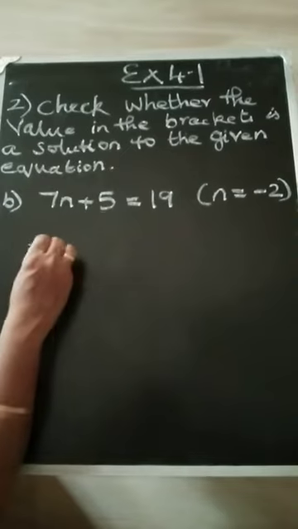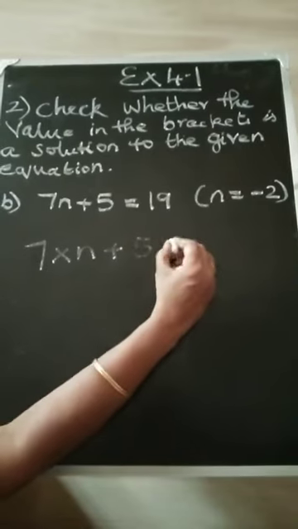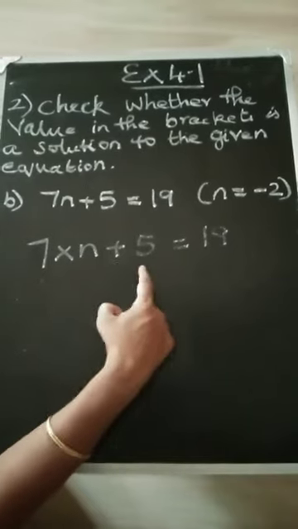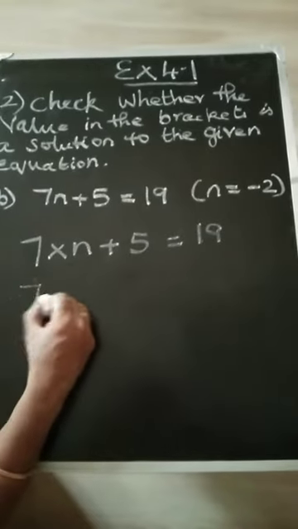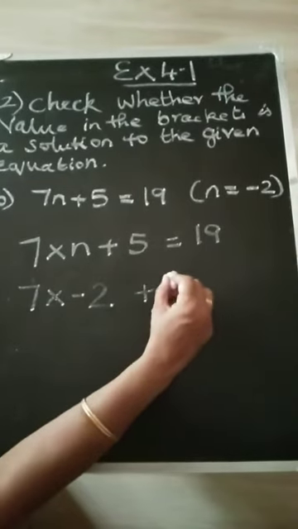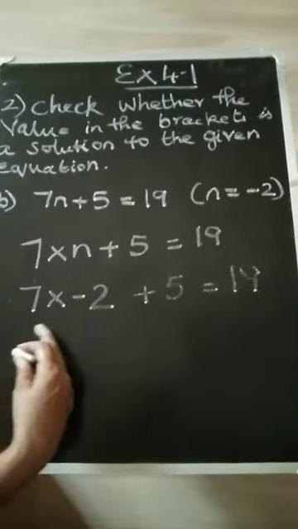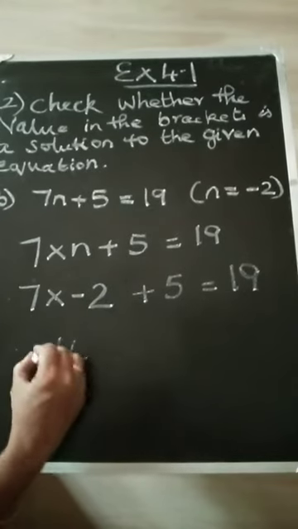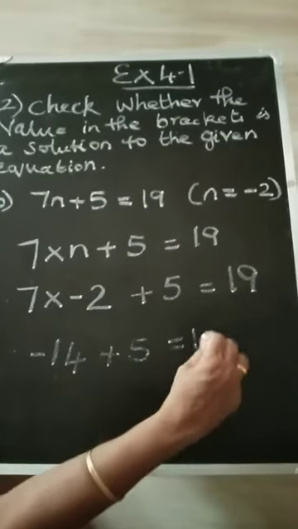So now 7n means 7 into n plus 5 is equal to 19. Now what is the value of n? N value is minus 2. So 7 into minus 2 plus 5 is equal to 19. Now 7 into minus 2, 7 2s are 14. Plus into minus, minus. Plus 5 is equal to 19.